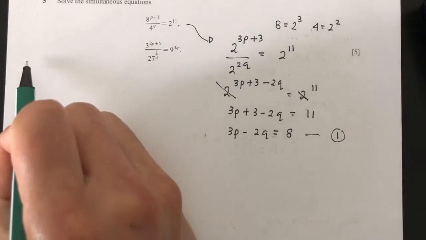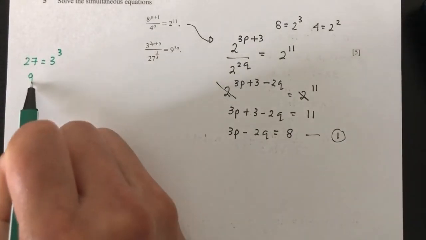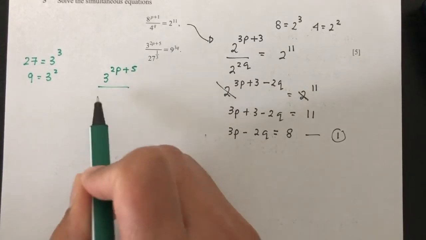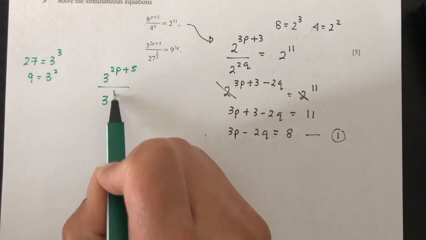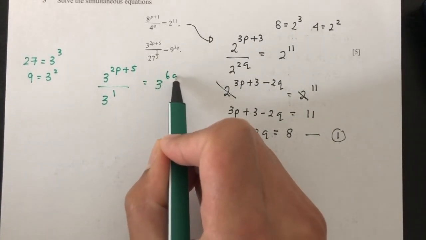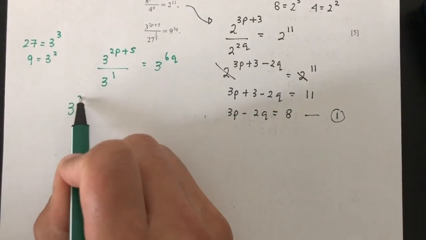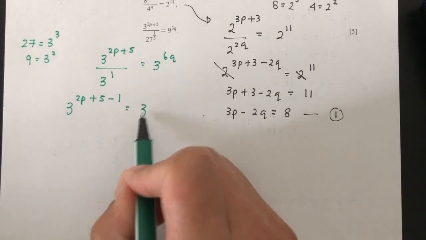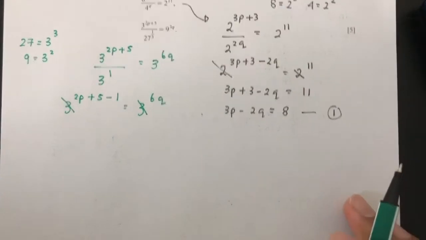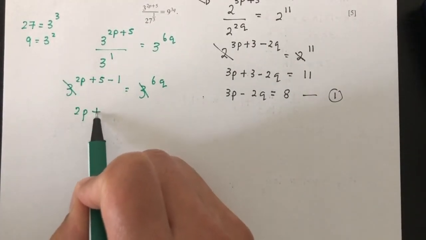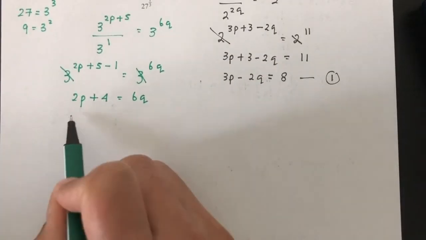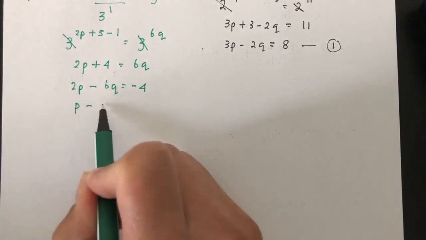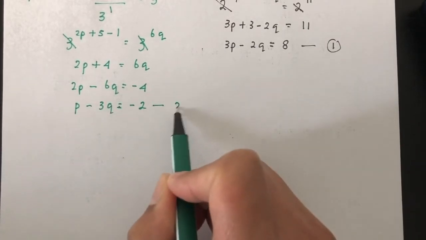Now for this one, same thing. 27 is 3 power 3, and 9 is 3 power 2. Now replace. On top you will have 3 power (2p plus 5) divided by 3 power 3, times 3 to the power 1, equal to 3 power 6q. Now simplify, that will be 2p plus 5 minus 1. When you divide, the indices go as minus 1. That will be 6q. Since the bases are the same, I can cancel out. You will have 2p plus 4 equal to 6q. Now simplify, 2p minus 6q equal to minus 4. Divide by 2 everywhere, you will have p minus 3q equal to minus 2. That is equation number 2.